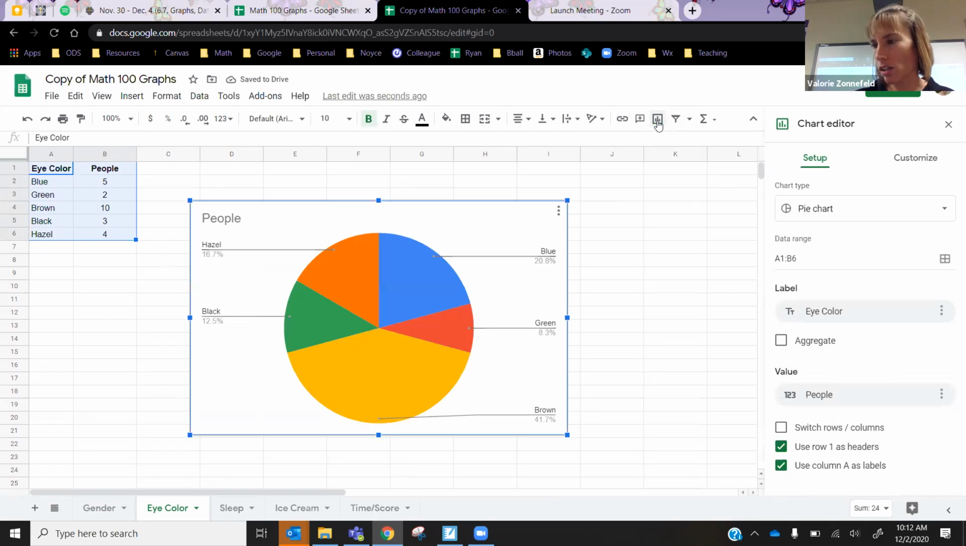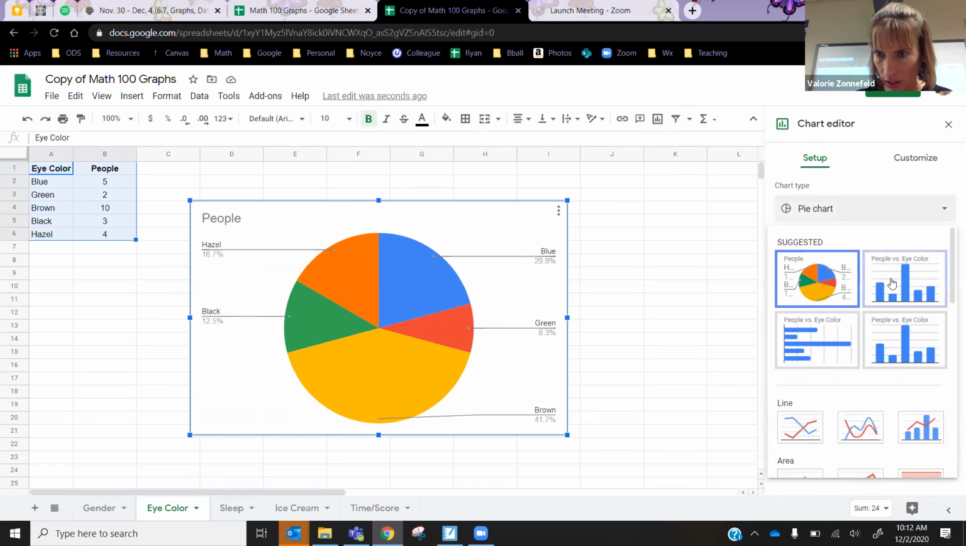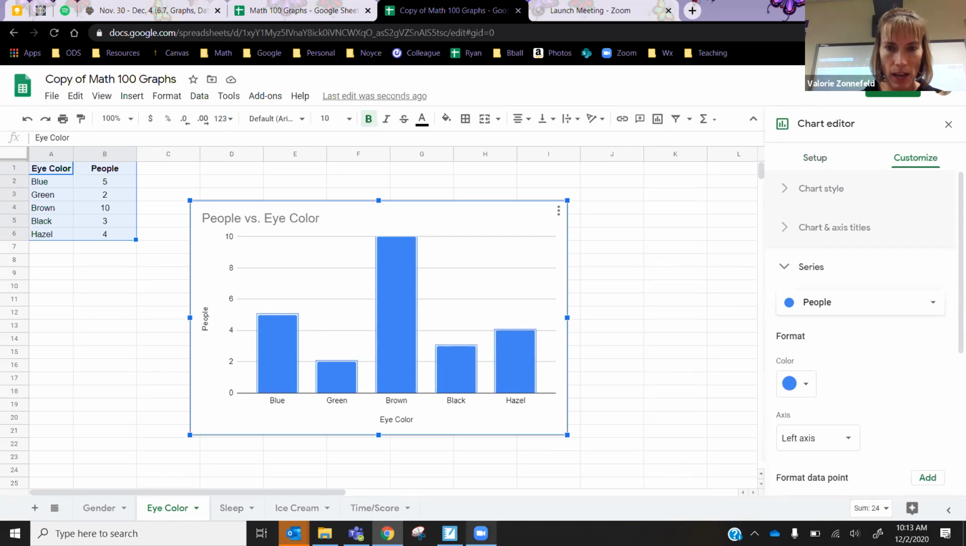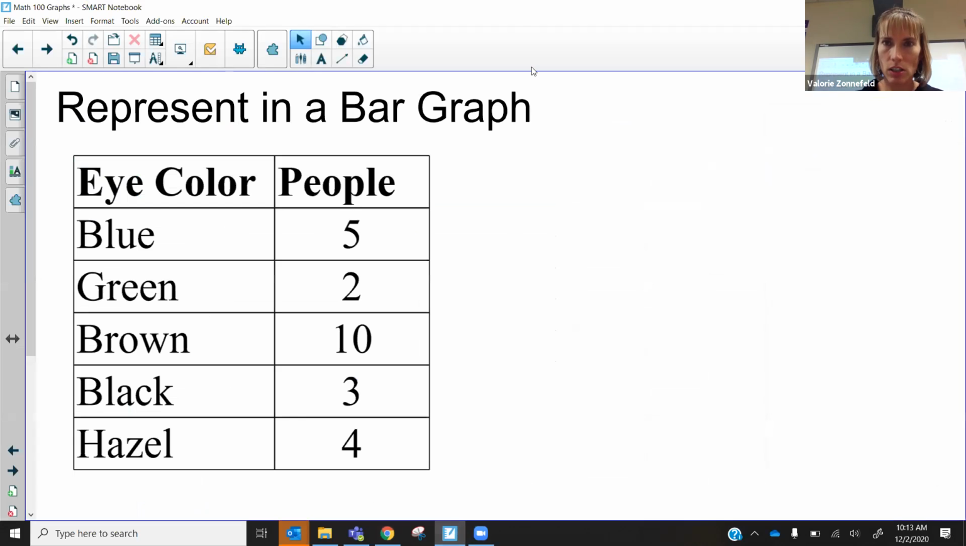Oh, I didn't want a pie chart though. Look what happens over here. I can select this bar graph. And so we can now see the distribution of eye color. Were you able to do that on your screens, guys? Okay, and which one was the least likely eye color? Green. Least likely would be green, right? That's my color, green. Okay, so let's head back to our presentation.